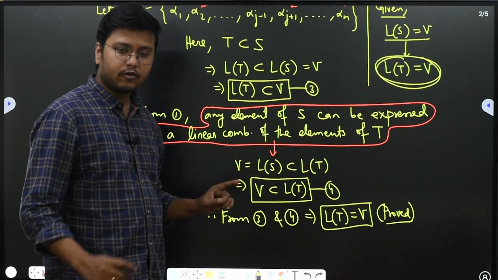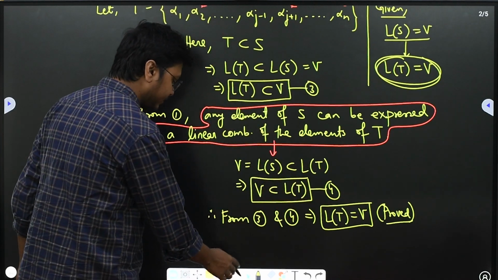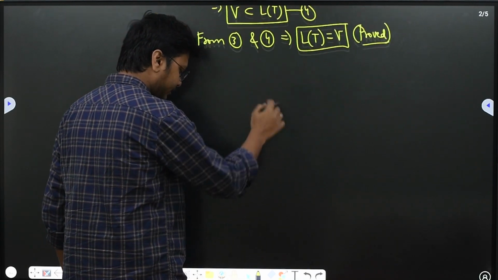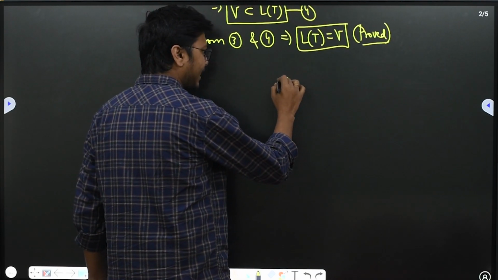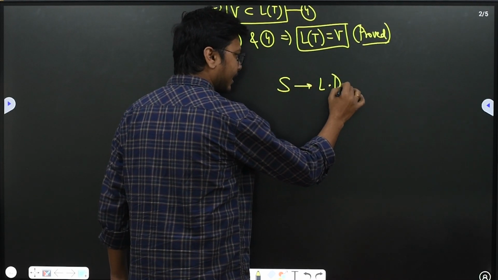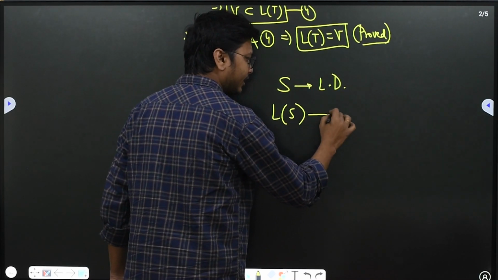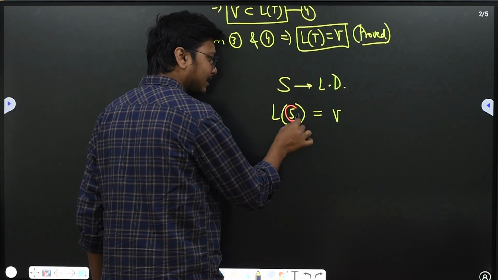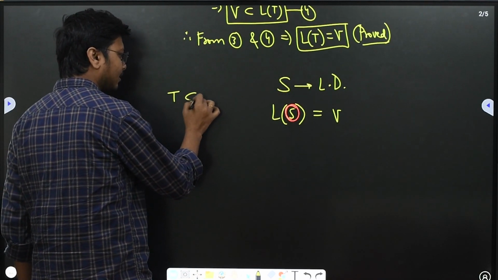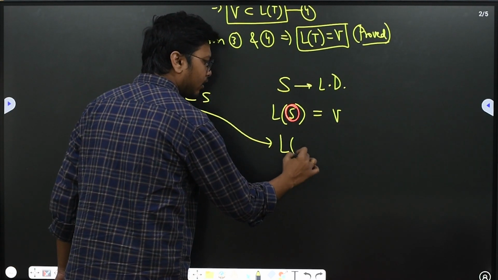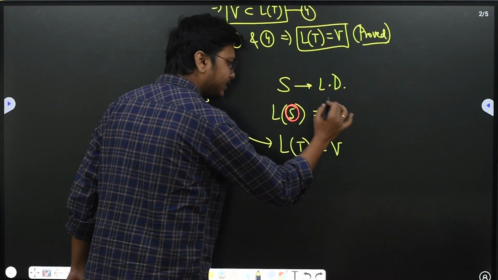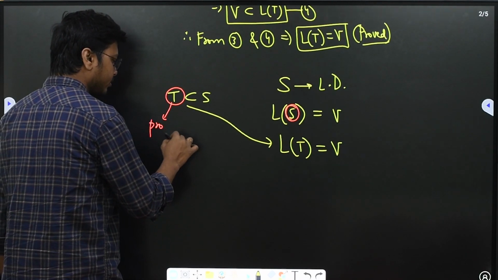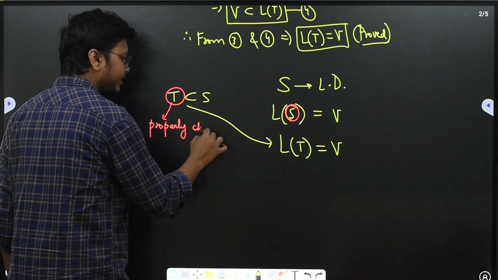So let's quickly summarize what we have proved over here. Let me write it: if S is dependent and that particular S is generating the vector space, then if I take a subset of the S set, if T is a subset of the S set, then L of this T will also be generating the V set, provided this T is properly chosen.